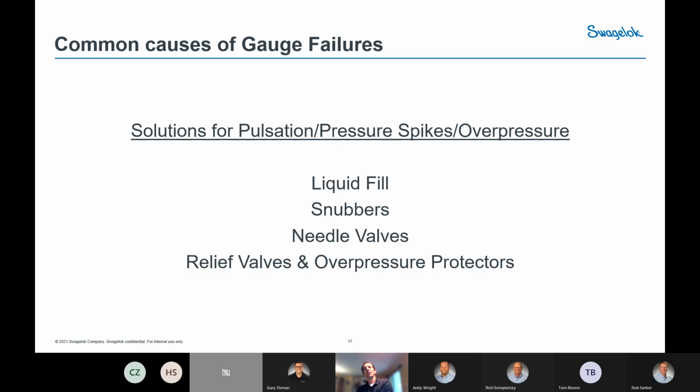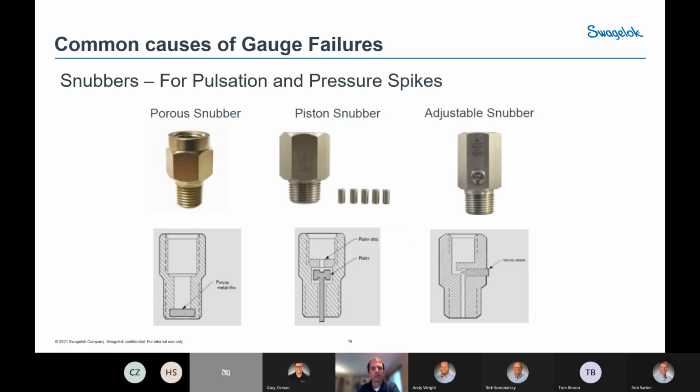So, solutions for these pressure conditions here. For pulsation, the solution is the same as vibration. Just like in the video you saw, liquid fill will solve that problem in most cases. For a more severe pulsation, and also for pressure spikes, you can use a snubber with the gauge.